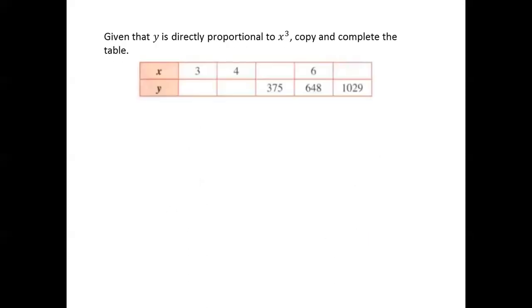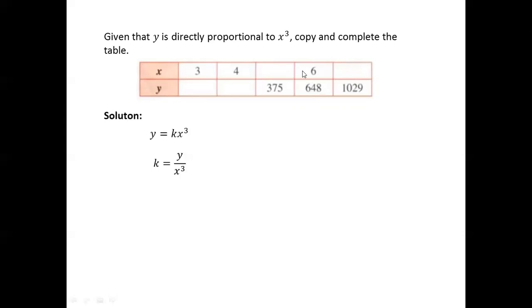Next question. Given that y is directly proportional to x cubed, copy and complete the table. We'll begin the solution by the general equation. Y is equal to kx cubed. Again, we use this part of the problem as the guide. Y equals, directly proportional, k times x cubed. We then solve for k by manipulating the equation and arriving at y divided by x cubed.